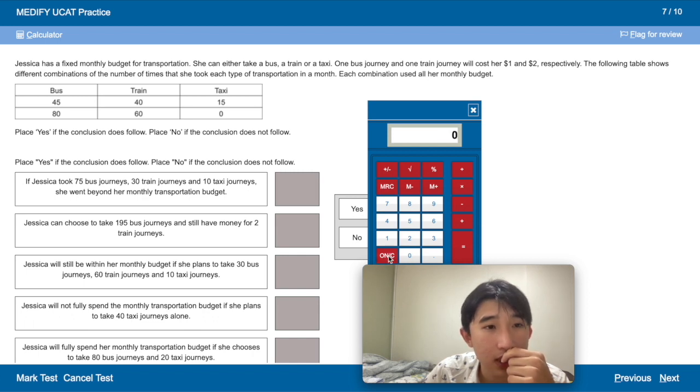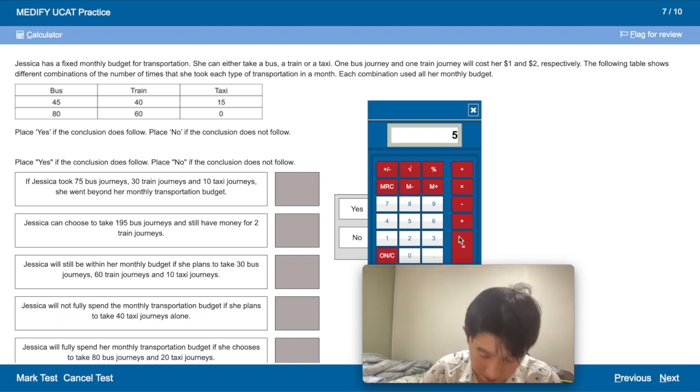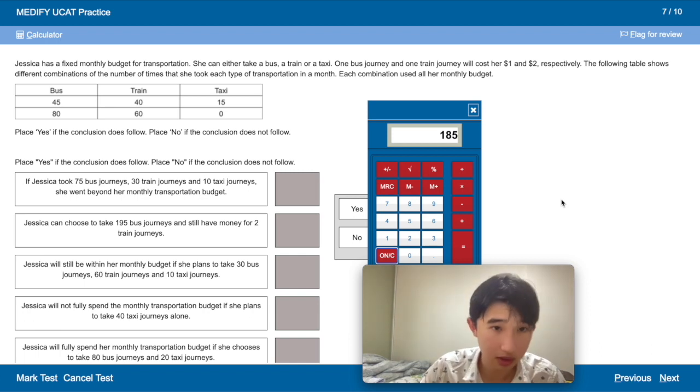Alright, so we have to find out what the taxi cost is. So that's 200 minus 45 minus 80, divided by 15, which is 5, sorry. So taxi is 5. So if we have 75 plus 60 plus taxi is 5, so 50, 185, and that's no.